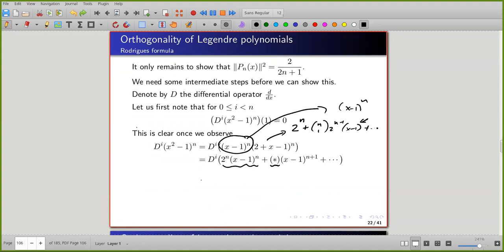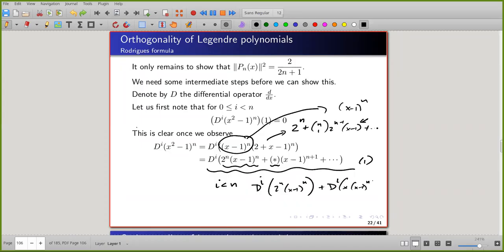So when I open this up, when I evaluate this polynomial at 1, this differential operator, this i is strictly less than n, right? So this differential is going to get, you can just sum it, right? 2 to the n into x minus 1 to the n plus di into some constant into x minus 1 to the n plus 1 and so on. And all these I'm evaluating at 1. But now since i is strictly less than n, all these polynomials will be divisible by x minus 1. Right? So therefore all of them will be 0.